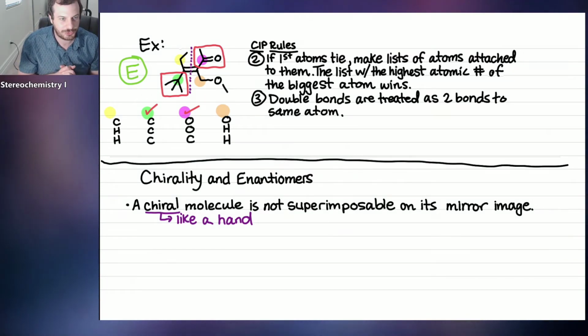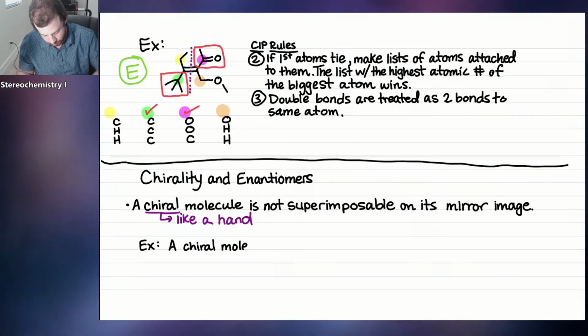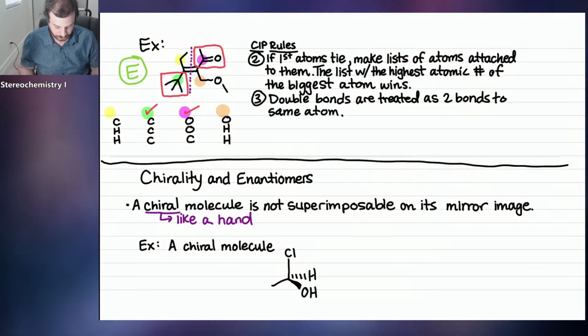And so molecules also have this property where they can exist as mirror images but not be superimposable with each other. Let me show you an example of a chiral molecule. So I'm going to go ahead and draw a chiral molecule here. Chlorine up here, OH here, H here, and a methyl group down there. And we'll call this molecule A.